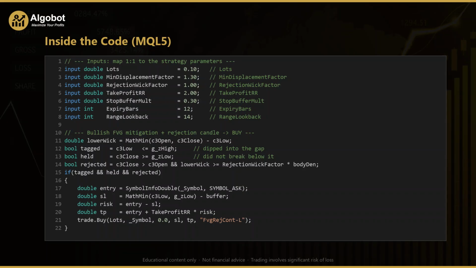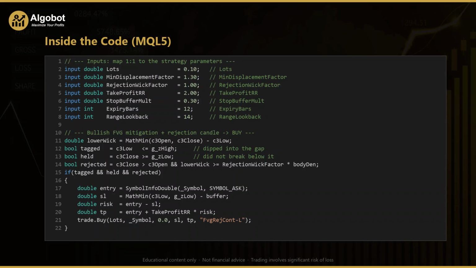Now look at the signal logic for a long. The code measures the lower wick of the newest closed candle by subtracting its low from the lower of its open and close. The Boolean named tag checks that the candle dipped into the gap. The Boolean named held confirms the close stayed above the gap floor.